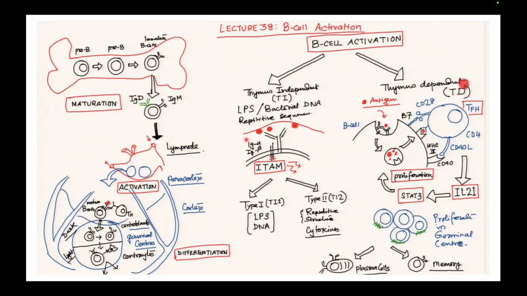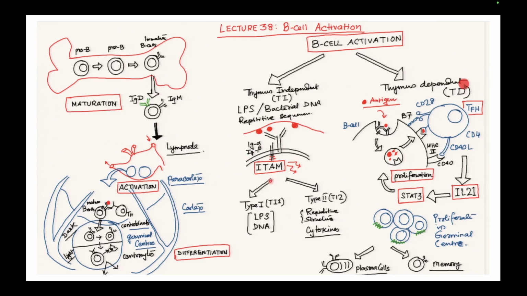When the B cell interacts with the antigen or performs its immune response, if T lymphocytes are involved in the B cell activation, it is called thymus dependent activation. And if T cells are not involved in the activation of the B cell, then it is called thymus independent activation. Thymus independent activations are, for example, lipopolysaccharides, bacterial DNA, or repetitive sequences presented to the B cell in a thymus independent manner.